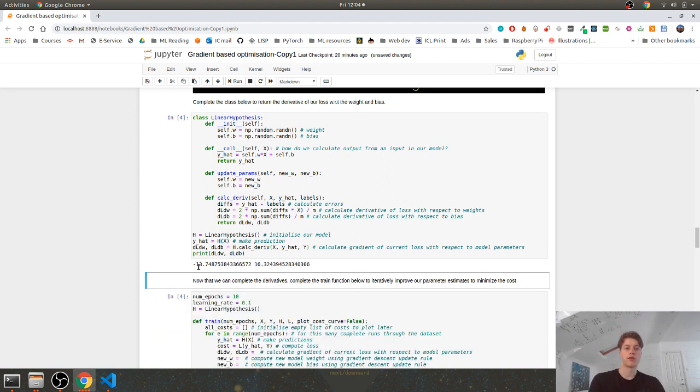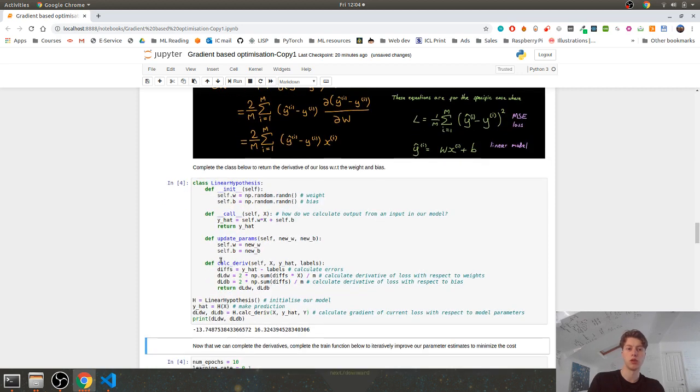Cool, and then we have calculated the rate of change of our loss as we increase the weights by one unit, and the biases by 1 unit. That's exactly what that means. If we increase our weight by 1, then the loss will go down 13.75 units. And if we increase our bias by 1, then our loss will increase by 16.32.